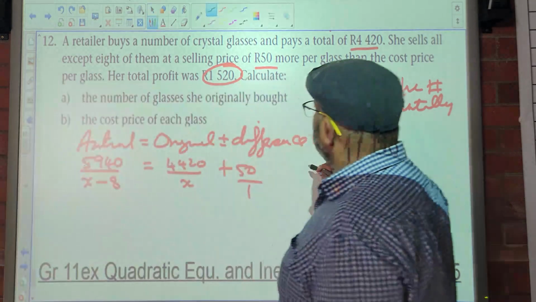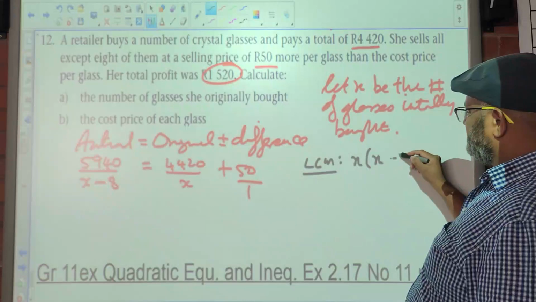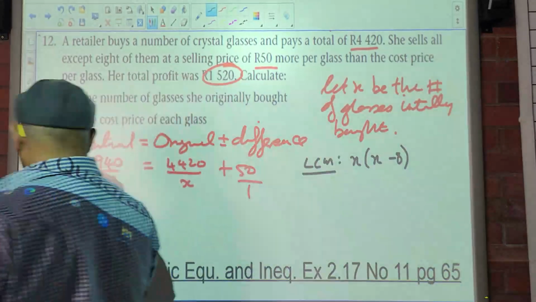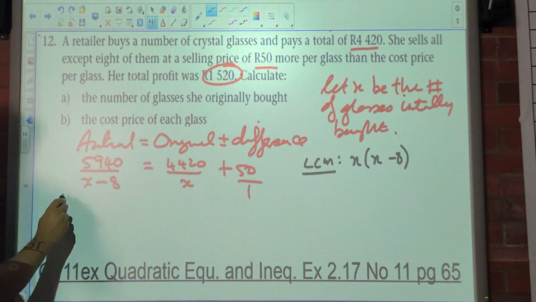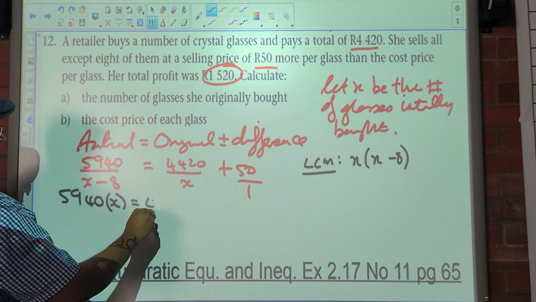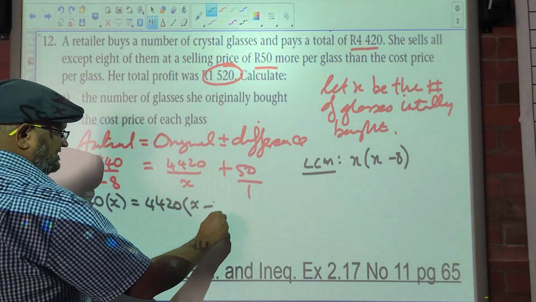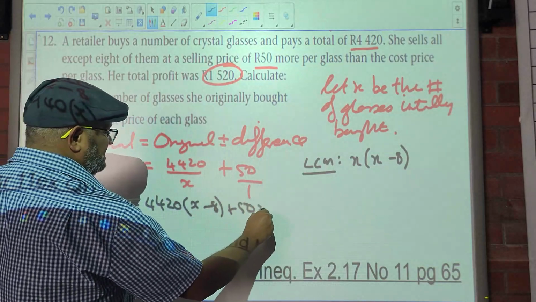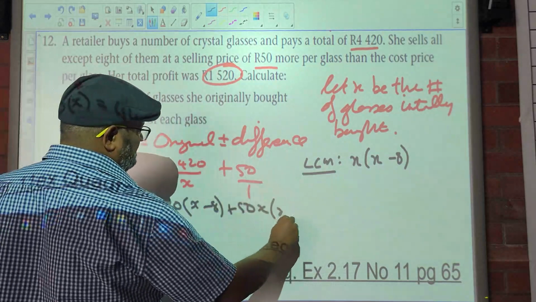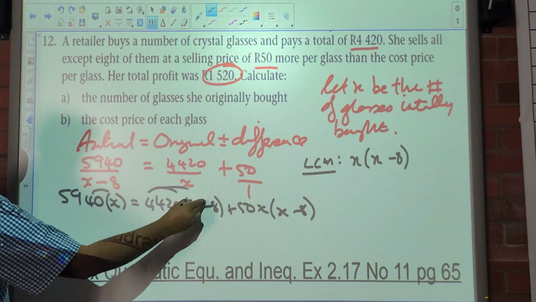So what is the LCM here? x into x minus 8. So this must be multiplied by x. So it's 5,940 times x equals 4,420 into this one, x minus 8, plus 50 into x minus 8. Okay, from here it's a matter of solving for x.